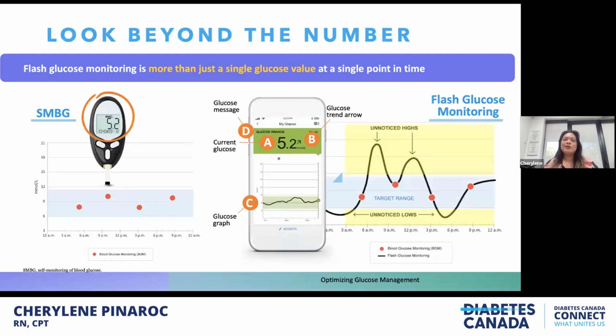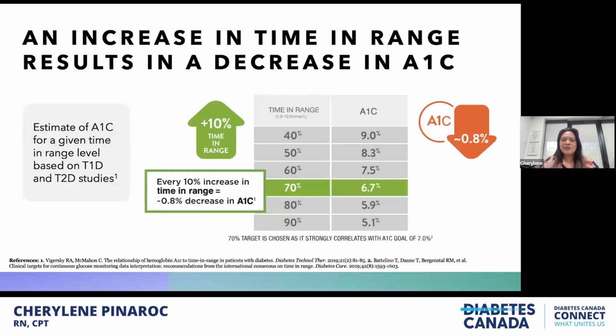So it's important now to look beyond the number. Okay, so with flash glucose monitoring it's always good to look beyond the number. And we'll continue into that in a second. Basically, we all know an increase in time in range results in a decrease in A1C. Anytime that you have an increase of 10% in time in range, we can see that the A1C correlates and can decrease about 0.8%.